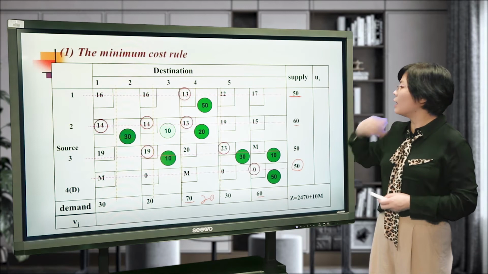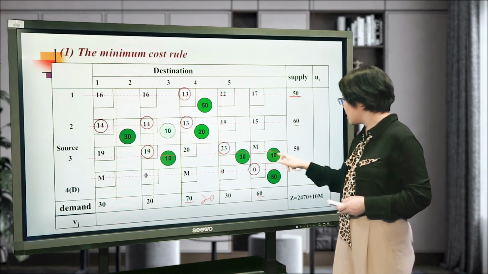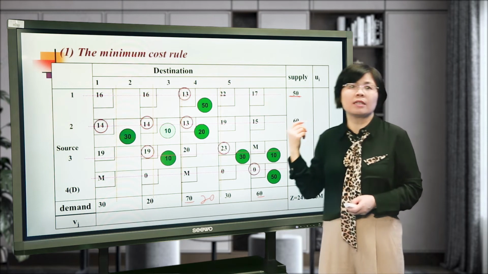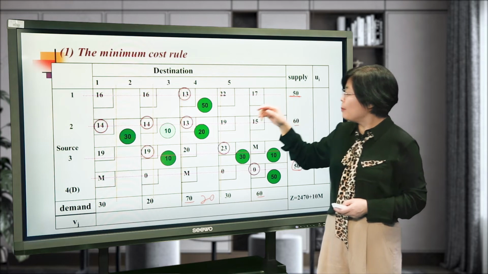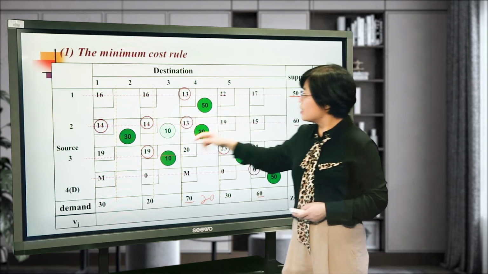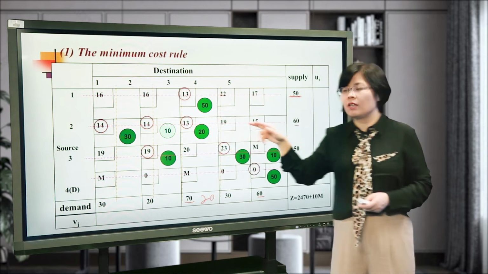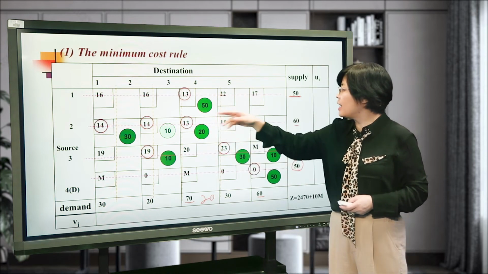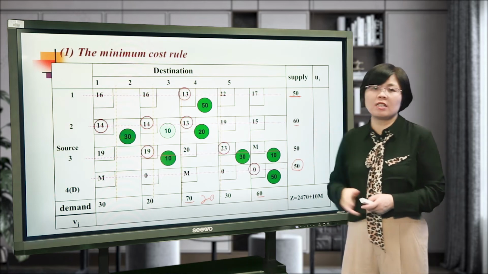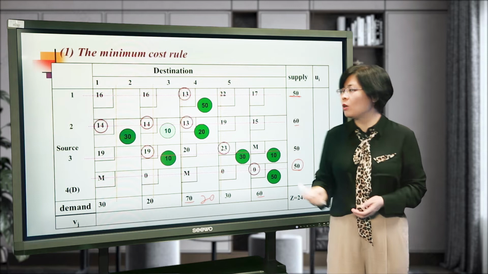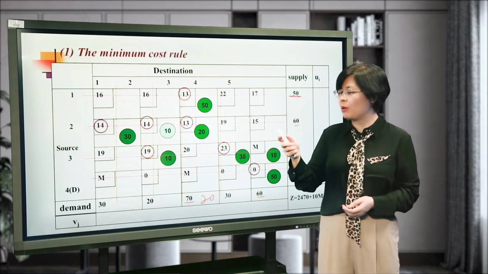So let's count. There are 1, 2, 3, 4, 5, 6, 7, 8 numbers. And m minus n is 4 plus 5. So here we get 9. 9 minus 1 equals 8. So it can be an initial BF solution of the problem.